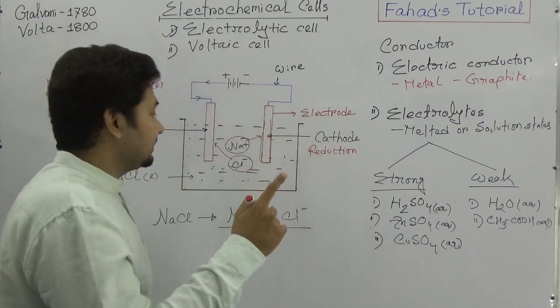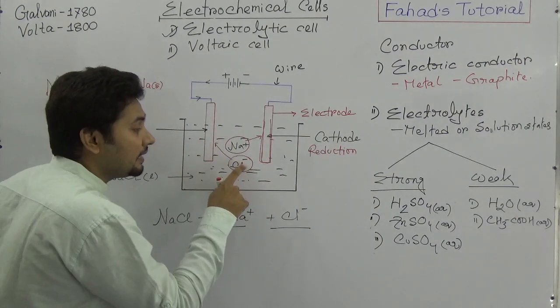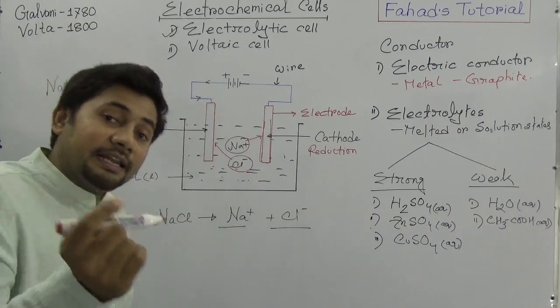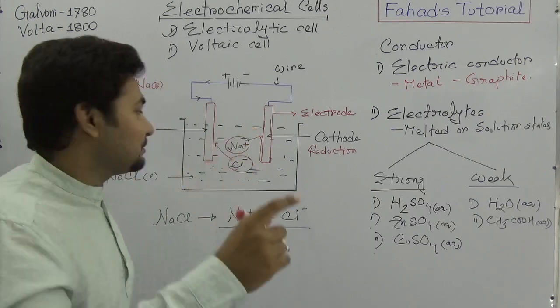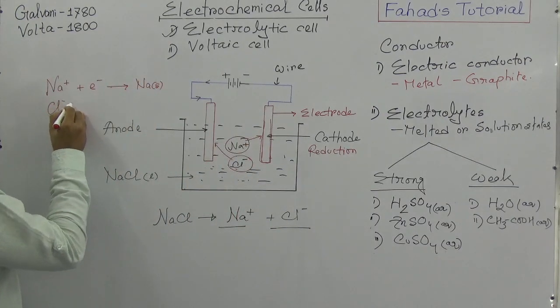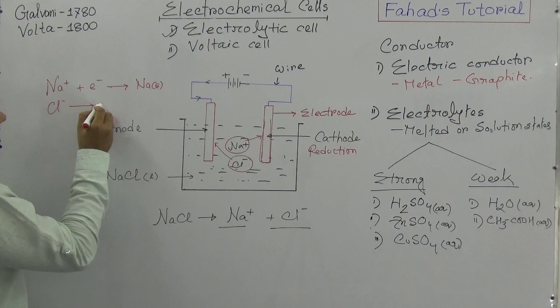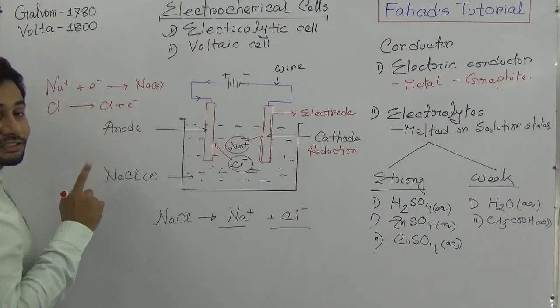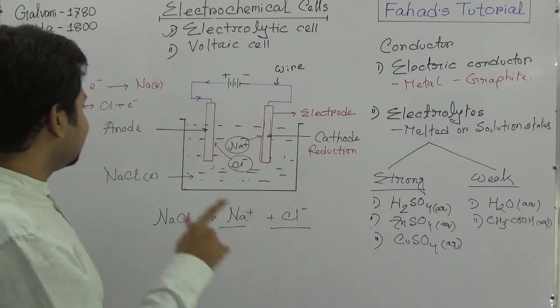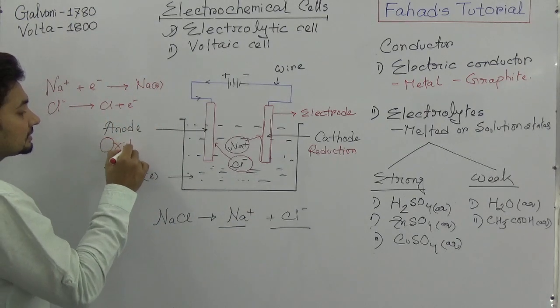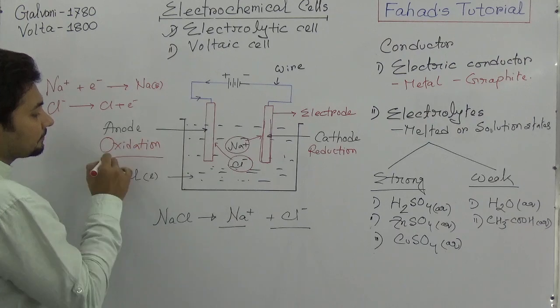Reversibly, in the anode, when the negative ion or anion is attracted to the anode, it will release one electron. So the chloride ion will release one electron, and that is oxidation. So in the anode, oxidation will take place.